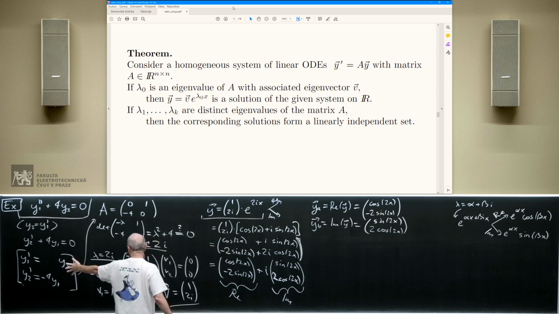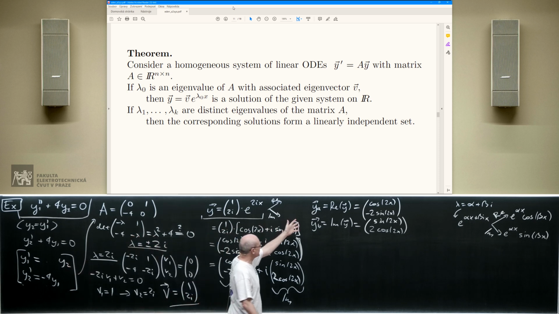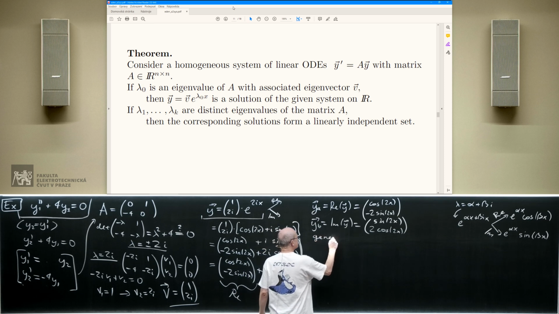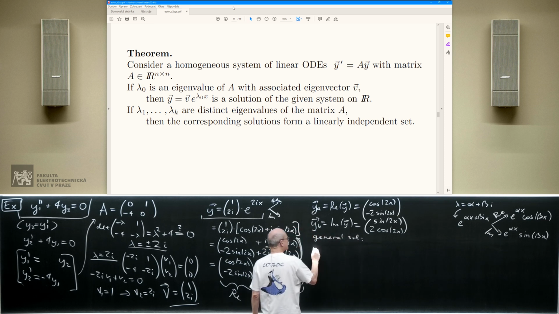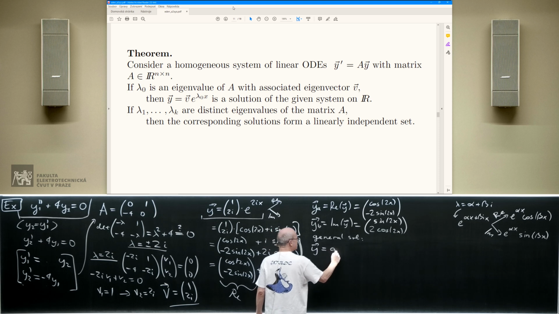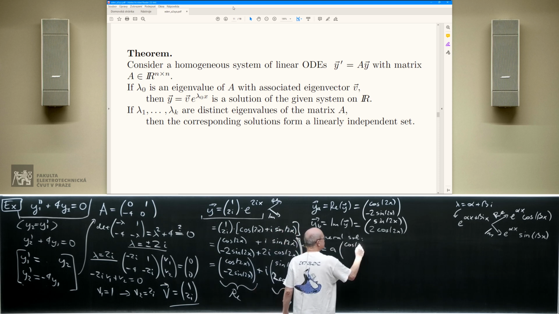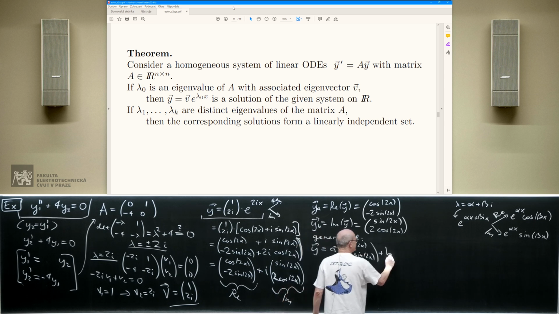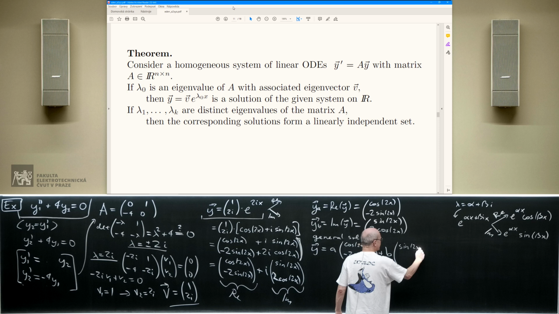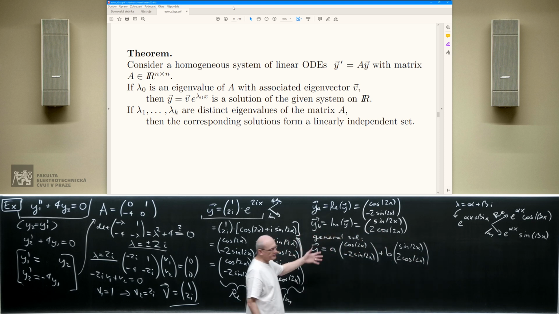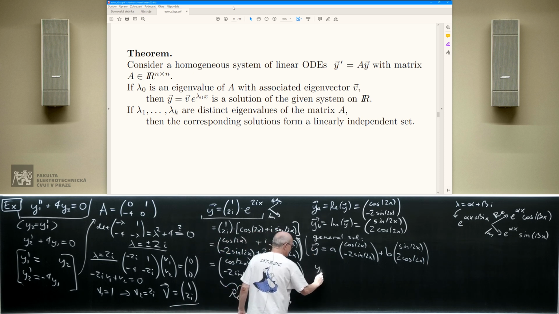I have a 2-by-2 system, so I have enough functions for my fundamental system, and I can write the general solution. The general solution in the vector form is A times (cosine 2x, negative 2 sine 2x) plus b times (sine 2x, 2 cosine 2x). Okay, that's the vector form, but for the user, let's be nice. Let's write it as y1(x) is equal to, y2(x) is equal to.